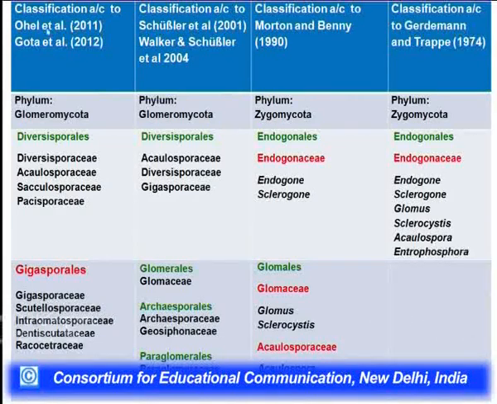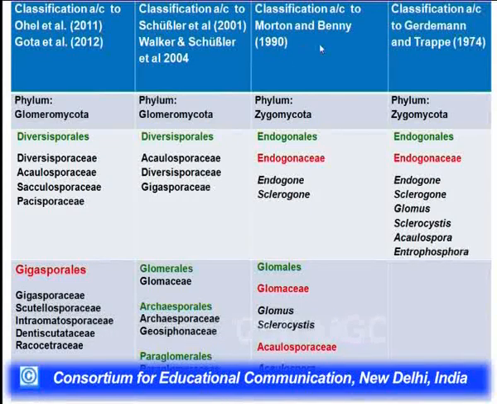In this slide, I have tried to explain how the classification has evolved in the case of arbuscular mycorrhizal fungi. So, this is the classification which was proposed by Gerdemann and Trappe in 1974. In the 1974 classification, the phylum Zygomycota was established and the order Endogonales comprised the family Endogonaceae. The family Endogonaceae possesses Endogone, Sclerogone, Glomus, Sclerocystis, Oculospora and Entrophospora genera.